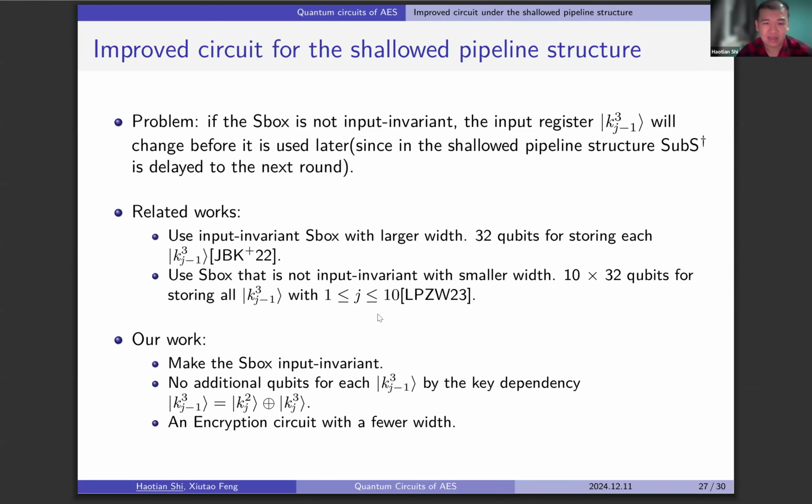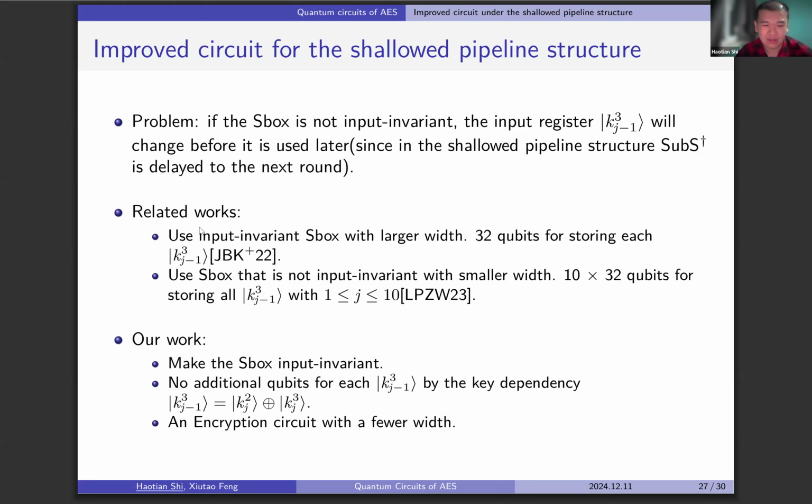The last part is our improved circuit for the shallowed pipeline structure. The problem is, as described earlier, if the S-box circuit is not input invariant, the input register will change before it is used later. So the input register needs to be saved.